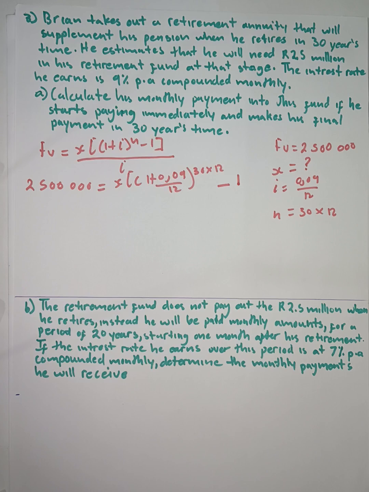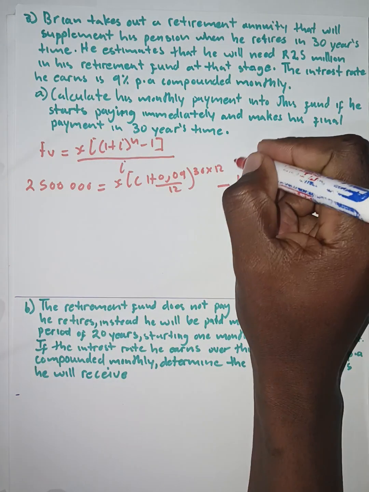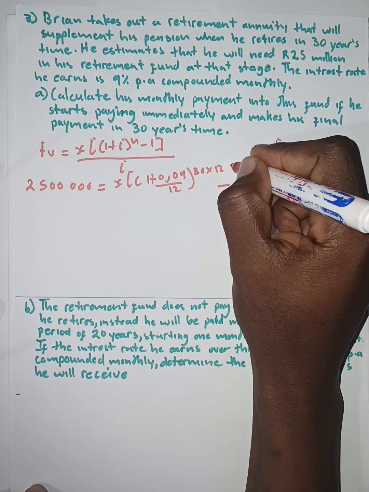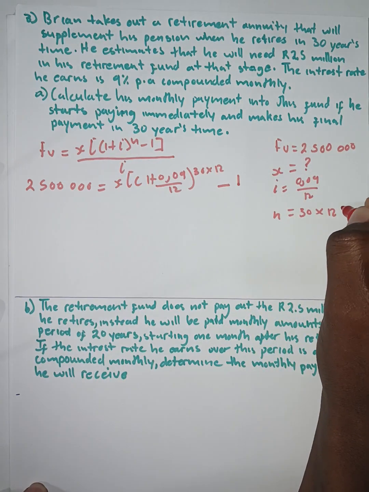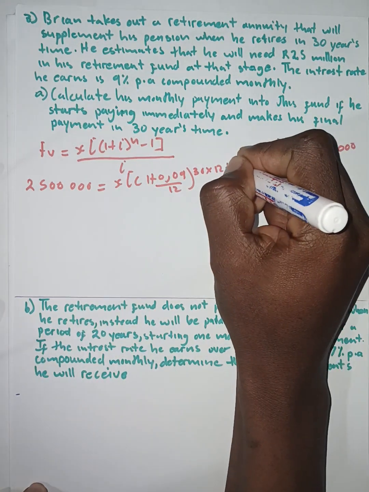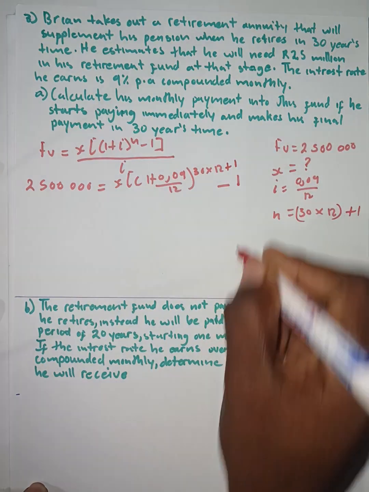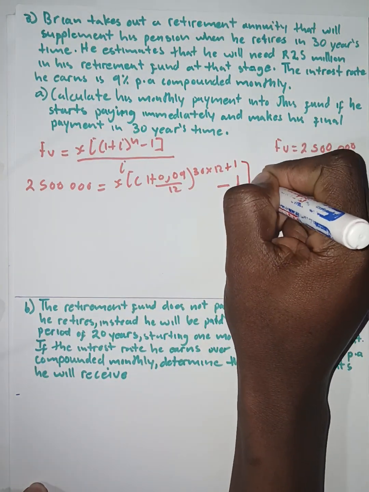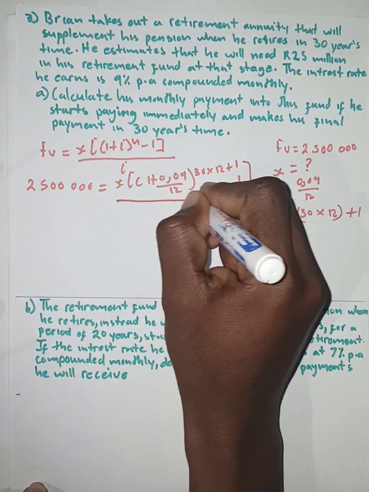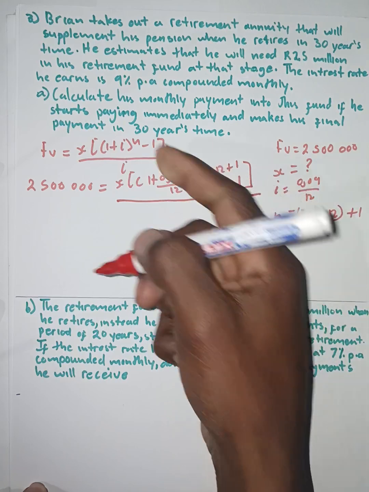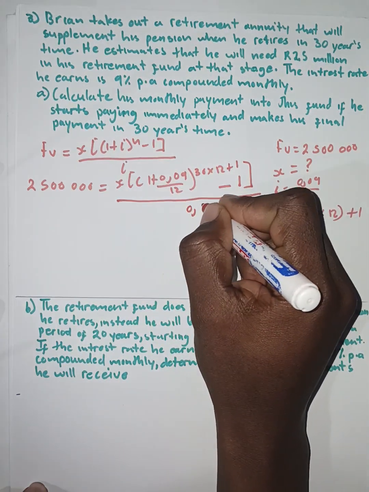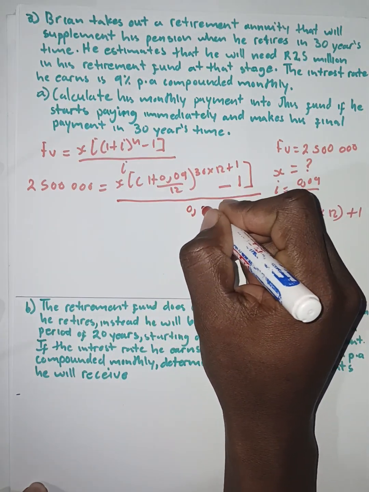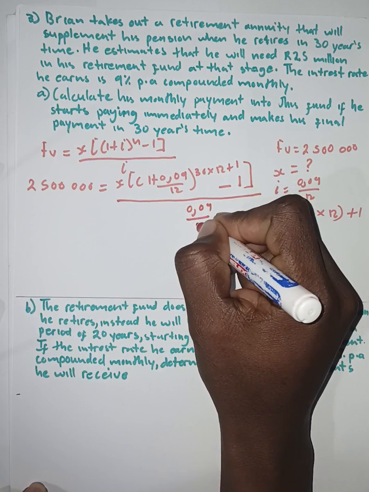So in this case, now remember we said if he starts immediately, you would actually raise the number of payments by 1, right? So in this case we would actually need to add a 1 there. So of course we subtract the 1, and of course what you do, you divide that by the interest rate. So this will be 0.09. We divide that by 12.